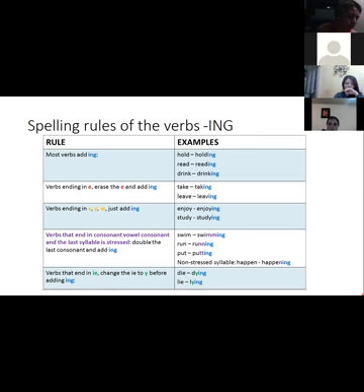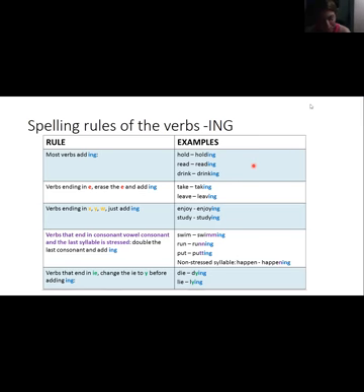Questions about these rules? Questions about the rules? No? Yes. Okay. Go ahead. No, me queda muy claro lo de verbs that end in consonant, vowel, consonant. Mira que si la letra termina en una consonante y previo hay una vocal, entonces se agrega una doble consonante más el ing. That's it. For example, here it says verbs that end with consonant, vowel, consonant.